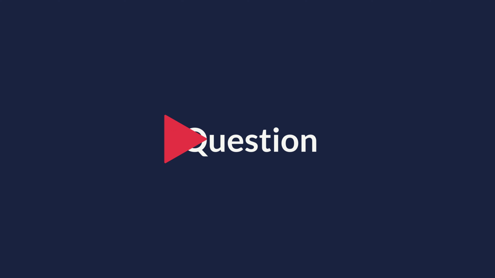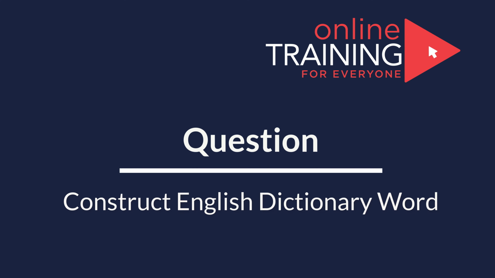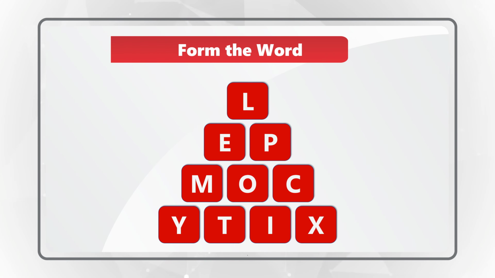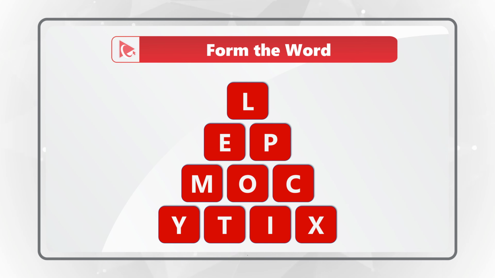Here's the question for you to practice. You're presented with 10 letters, and you need to form the words from the English dictionary using all the letters only once. The letters are L, E, P, M, O, C, Y, T, I, X.